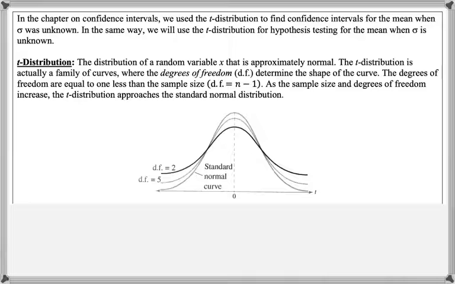The t-distribution is actually a family of curves where the degrees of freedom determine the shape of the curve. And the degrees of freedom are equal to 1 less than the sample size. And as the sample size and the degrees of freedom increase, the t-distribution approaches the standard normal distribution.